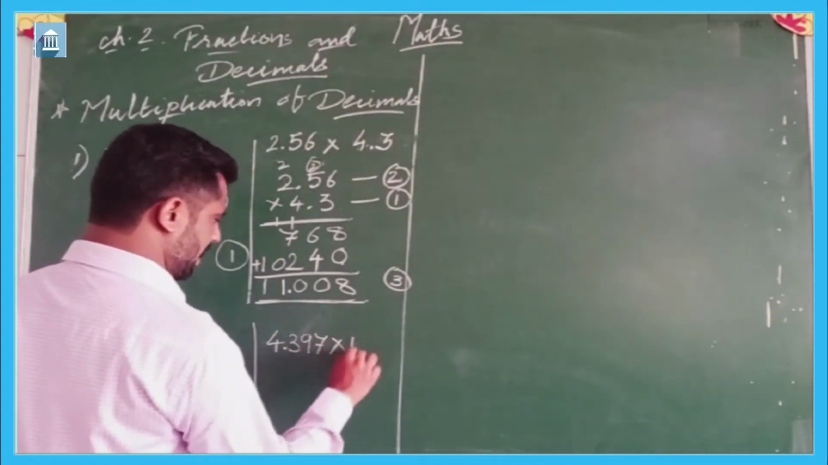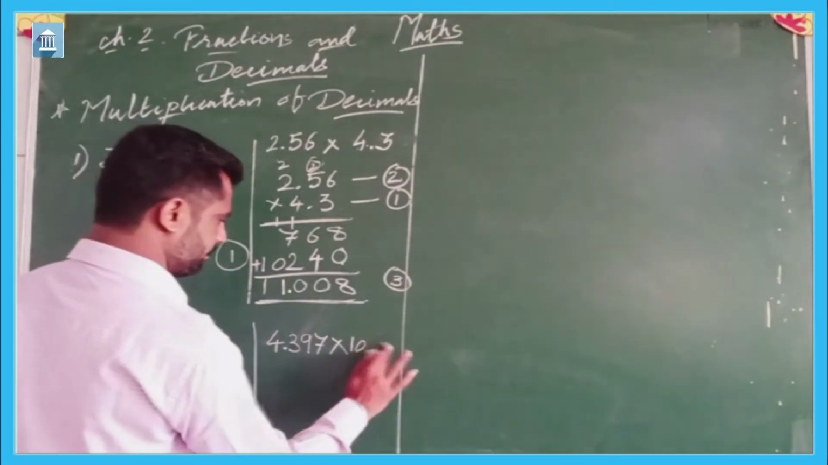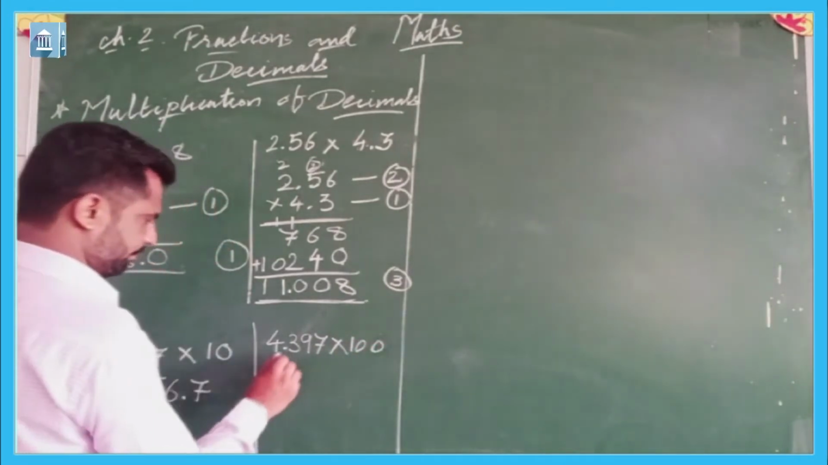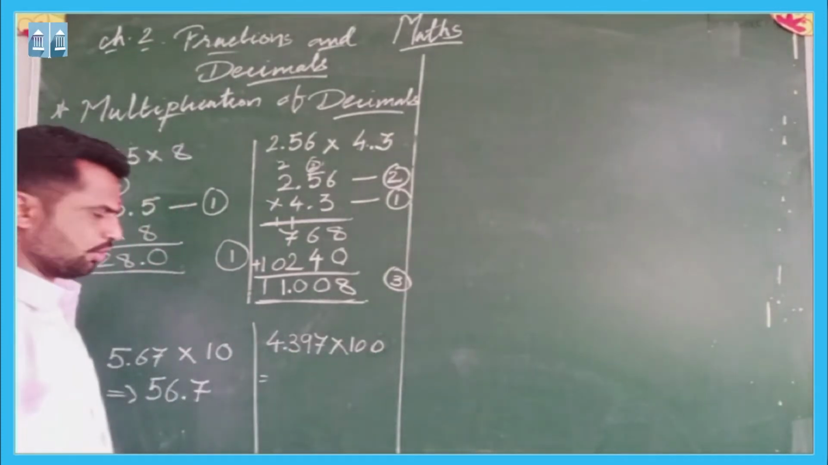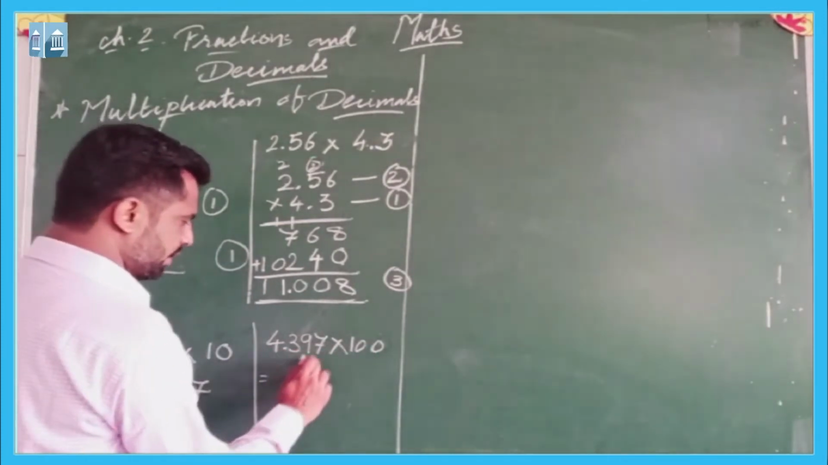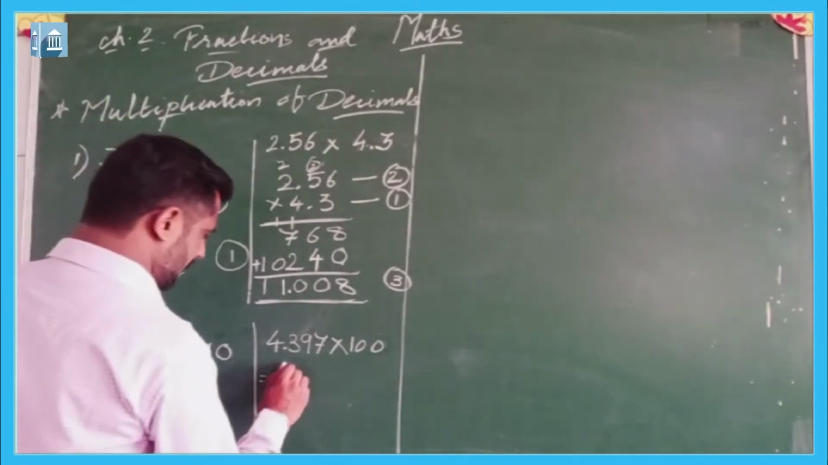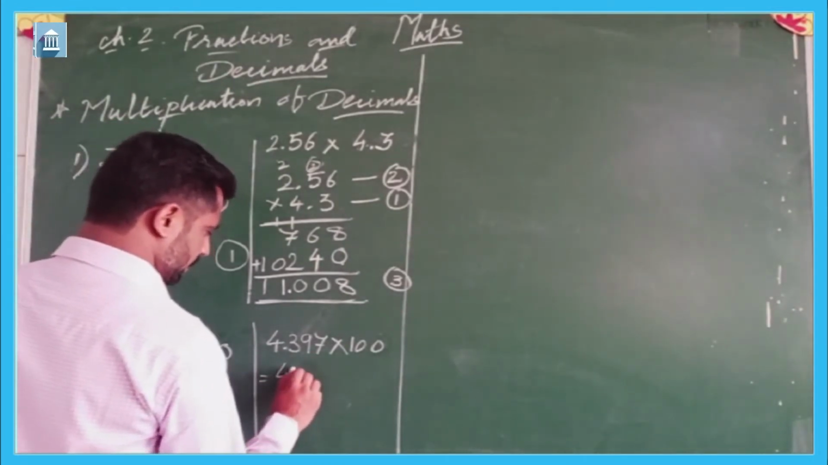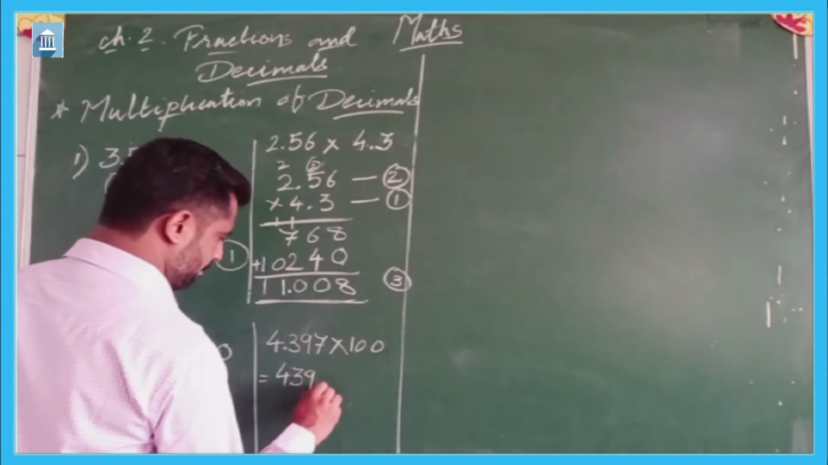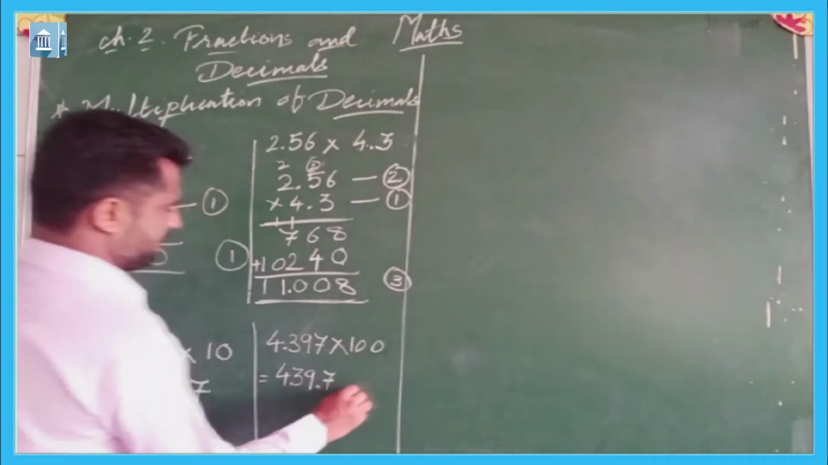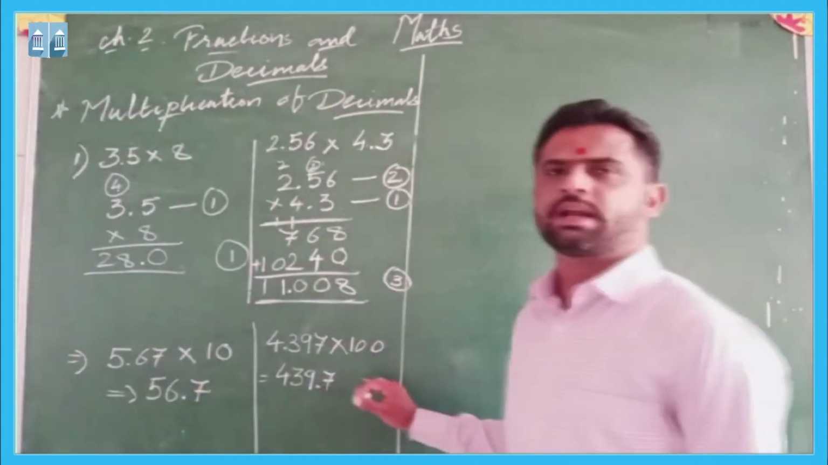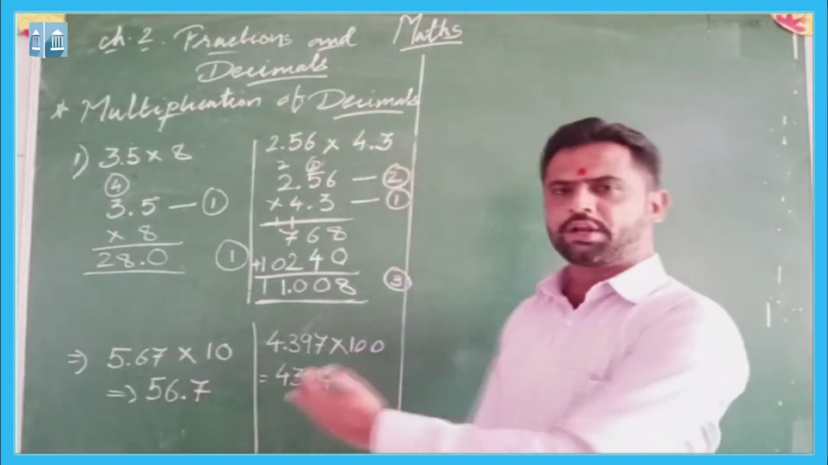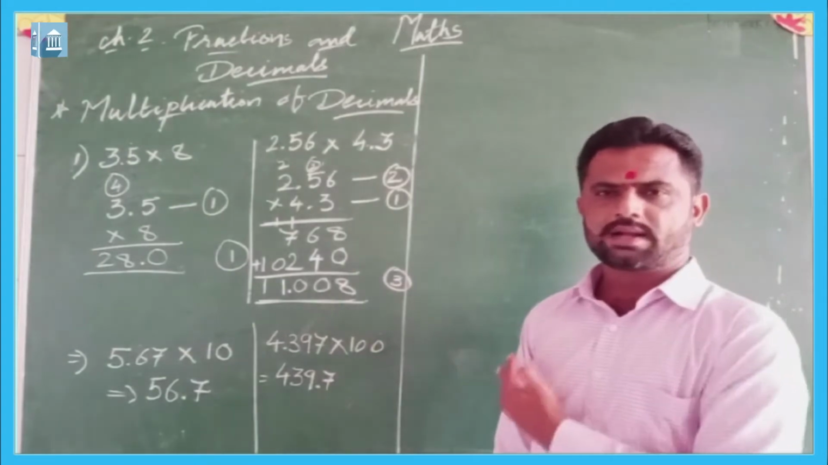The same way, if it is 4.397 multiplied by 100, then this point will move here. There are 2 zeros, so this point will move 2 digits toward the right hand side and the answer will be 439.7. So in the same way we need to see how many zeros are there and move the point that many digits toward the right hand side.